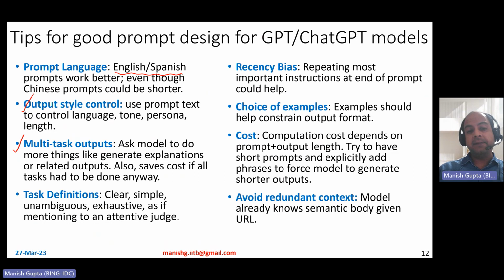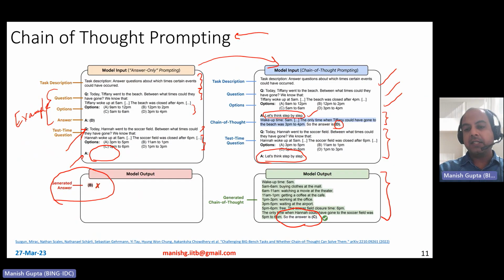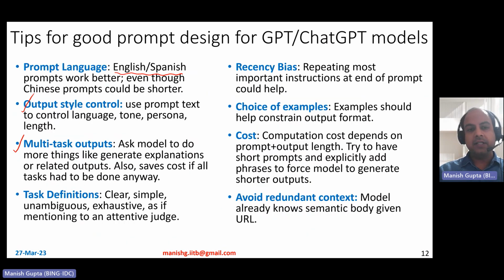Multitask outputs is a good idea. Just like chain of thought prompting, asking it to generate two things, the answer and the reasoning, is a good idea. Similarly, asking the model to do more things like generating explanations or related outputs is a better idea. Not just that it gives you better results, but also it saves you cost if all tasks had to be done anyway, right? So if you have like three tasks to be done on the same input, you would rather put them together in the same prompt and ask the model to do them together.